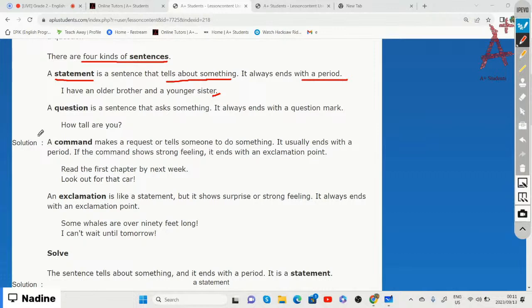And then we have a question, right? And a question is a sentence that asks something. So it's asking something. And when you ask something, then you need to respond, right? And with a question, it always ends with a question mark. That is a question sentence.